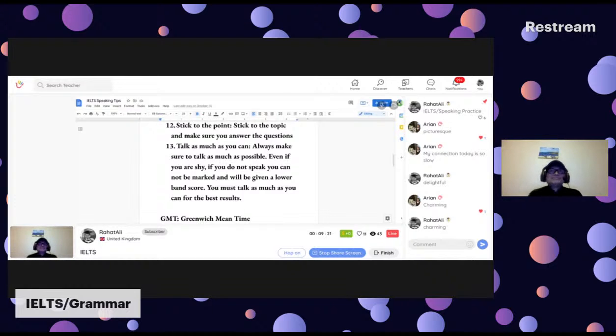Number 12, stick to the point. That is another important factor to be a good speaker and to get a good score in the IELTS exam. So you have been asked to describe global warming, and now we are talking about the Second World War. Is it relevant? No. You're not talking about the point.